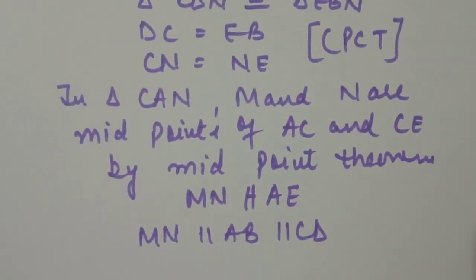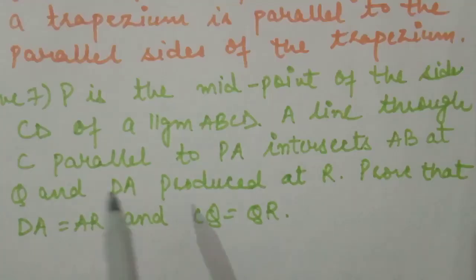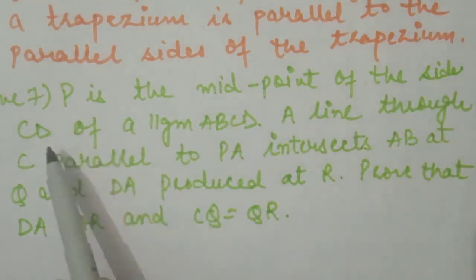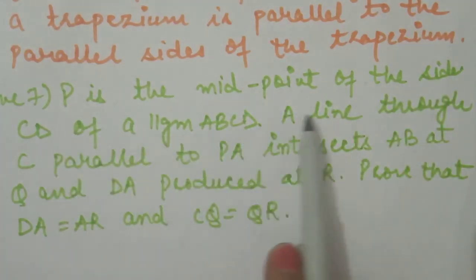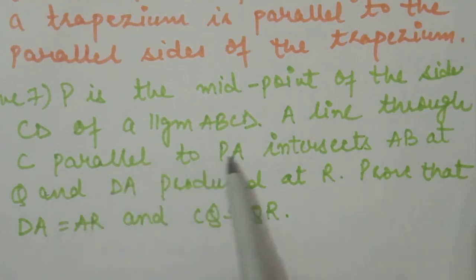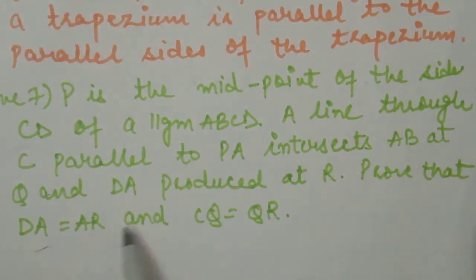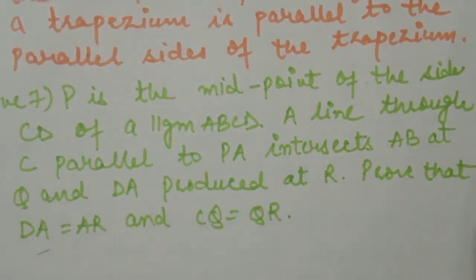Now we will solve question number 7. Question number 7 was: P is the midpoint of the side CD of a parallelogram ABCD. A line through C parallel to PA intersects AB at point Q and DA is produced at R. Prove that DA is equal to AR and CQ is equal to QB.